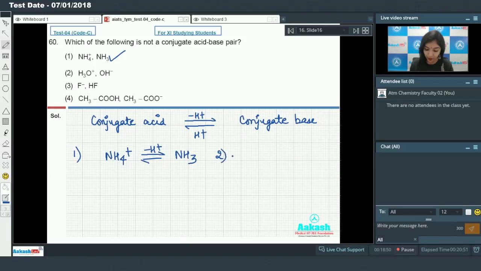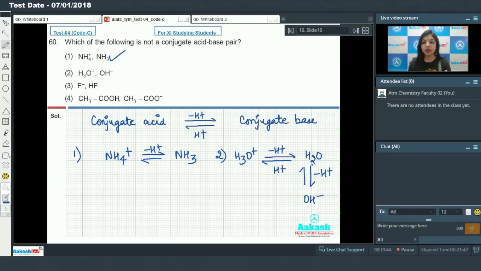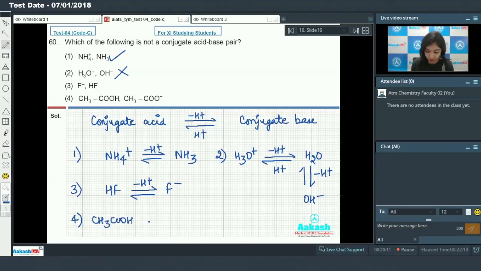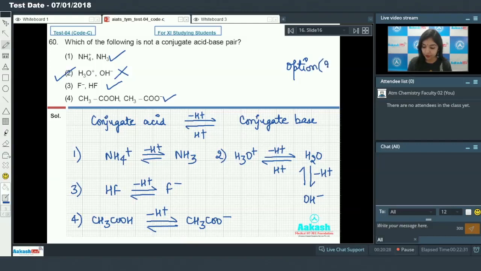Fine. Now you have in the second one H3O plus. So if it loses one H plus, it will form water. So if water now loses one H plus, it will form OH negative. So water and OH negative are conjugate acid base pair, but not the H3O plus and OH negative. So this is not the acid base pair. Now we have in the third one, suppose you have HF. If it loses one H plus, it will form F negative. So we can say that HF and F negative are conjugate acid base pair. And now you have in the fourth one, we have CH3COOH. So if it loses one H plus, it will form the conjugate base, that is CH3COO negative. So they also are conjugate acid base pair. So the only incorrect one is option number 2. So moving on to the next one.